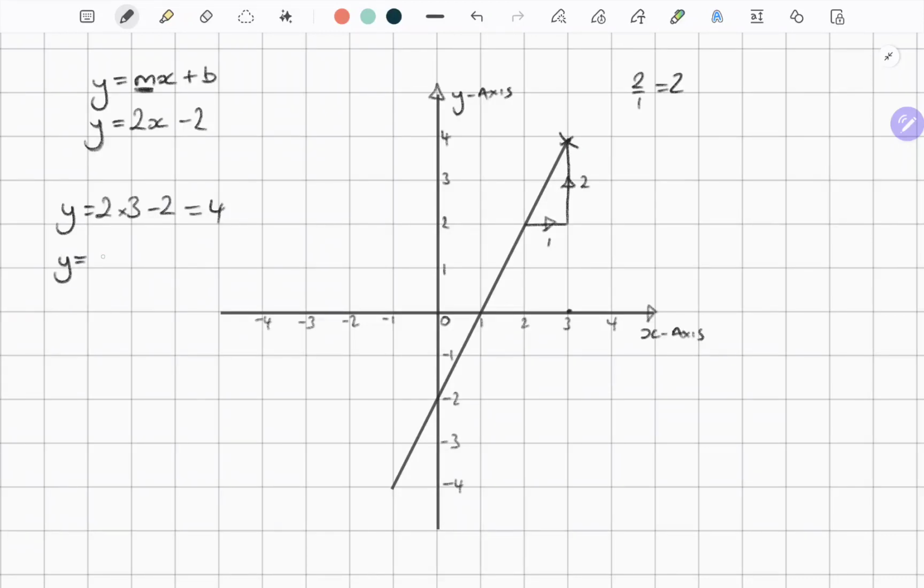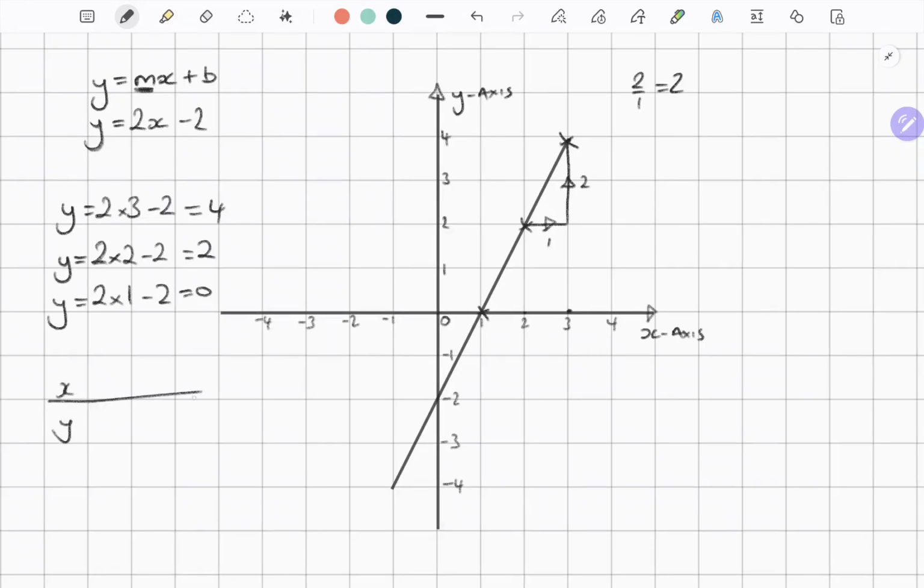Let's try another one. So let's say 2 times 2, when x is 2, minus that 2, the y-intercept, is equal to 2. So when x is 2, y is 2. Let's try one more. So y is equal to 2 multiplied by, let's say when x is 1, minus 2, is equal to 0. So that means whenever x is 1, y is 0. And in this case it checks out. And these points you're starting to see on the line.